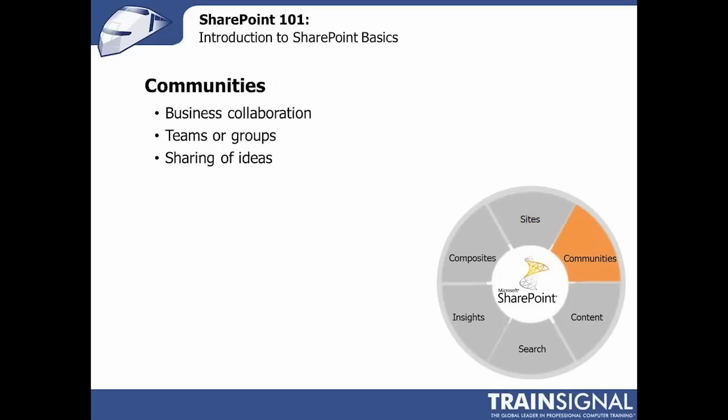Number two, communities. Community sites let people work together in ways that are most effective for them. How? By providing great collaboration tools that anyone can use to share ideas. You can organize your SharePoint environment into teams, groups, and communities by project, by location, by office or region, or any other division that is necessary.